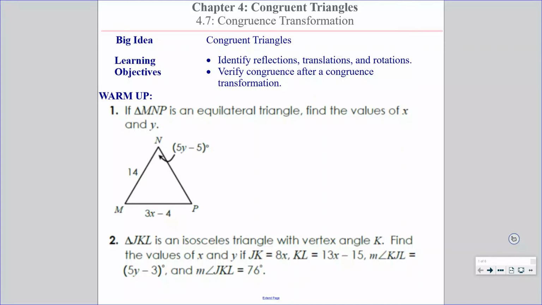Lesson 4.7, Geometry. Congruence transformations. Students are working on the warm-up problems.